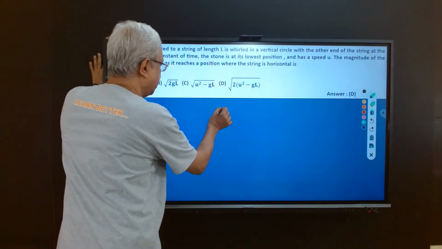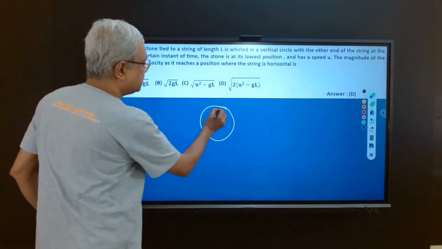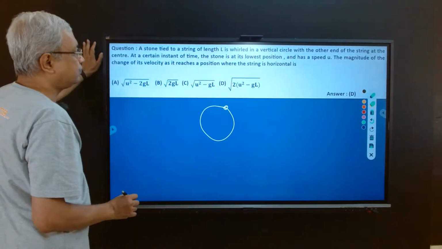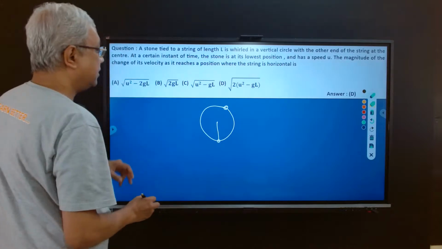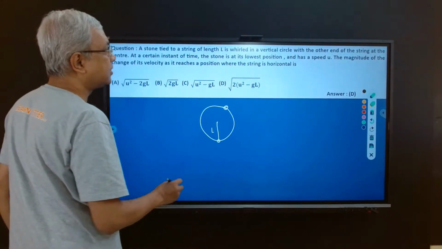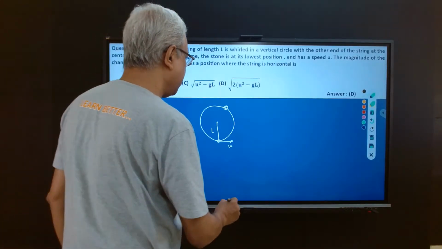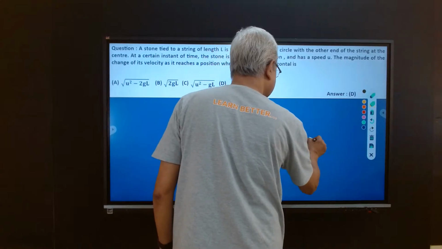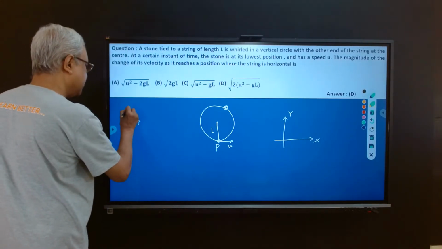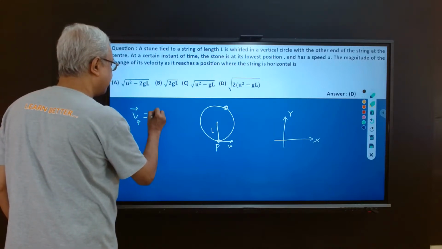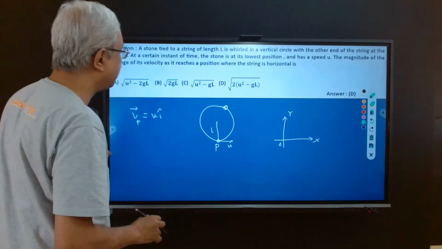So the particle is moving along a vertical circle. The plane of the smart board is the vertical plane where the particle is executing motion. Now, when it is at its lowest position, this is the center of the circle, and the length is L. When it is at its lowest position, the speed of the particle is u. If I consider an xy coordinate system, this is the x direction, this is the y direction. So at this position, the velocity of the particle is u i cap, because it is in the x direction. i cap is the unit vector in the x direction.